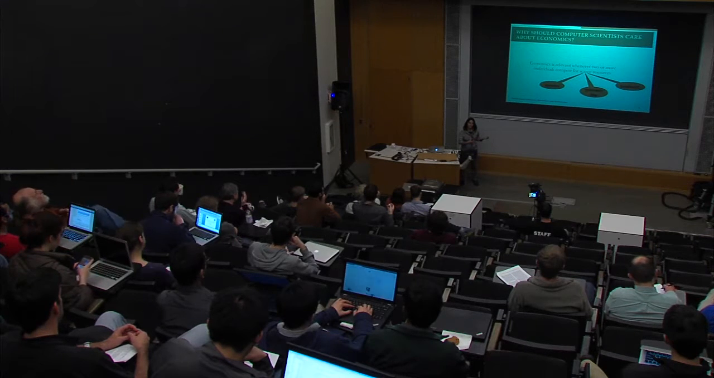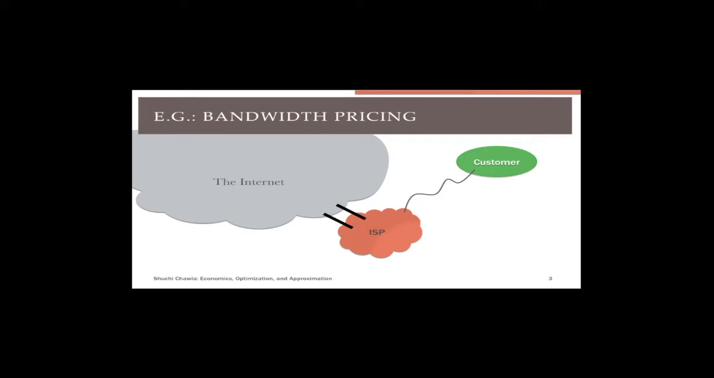So let me start by describing a few different examples of settings where we might want to apply the kind of solutions I'll talk about. So first, let's talk about the internet. And imagine that there's a customer, could be a company or a university, that wants to connect to the internet by buying connectivity from a service provider. Now, this customer sees some kind of traffic pattern and wants to buy enough bandwidth that will support this traffic pattern. And this could be something that varies over time. And of course, the customer wants to pay as little as possible to buy enough connectivity.